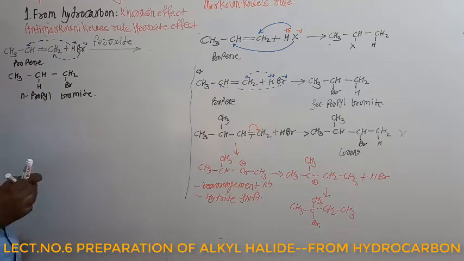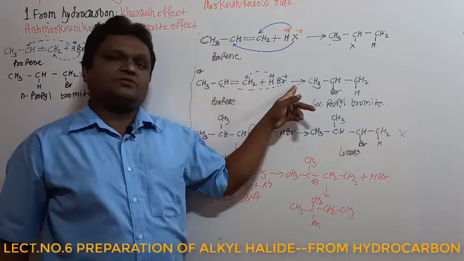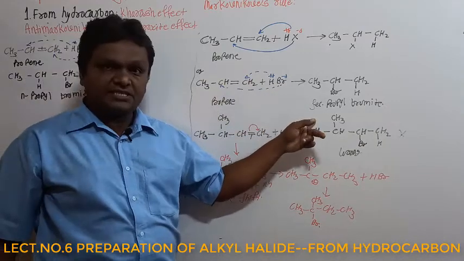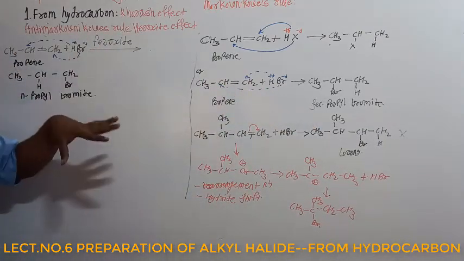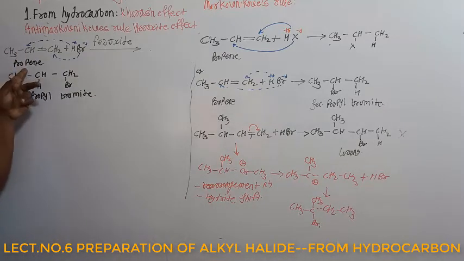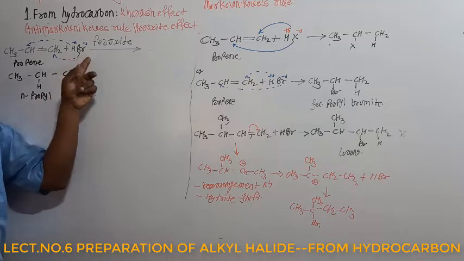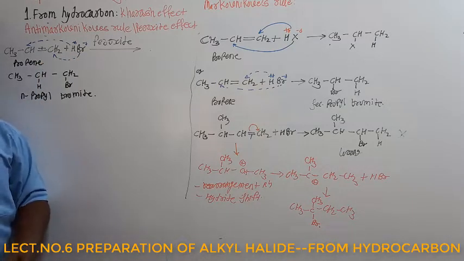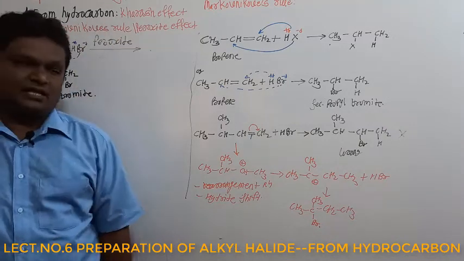So if you want to distinguish between Markovnikov's rule and anti-Markovnikov rule, peroxide will not be present, just an unsymmetrical alkene will react with HBr and you will get this. But if you carry this reaction out in the presence of peroxide, anti-Markovnikov rule: when an unsymmetrical alkene reacts with an unsymmetrical reagent like HBr, the negative part of the reagent will attach to that carbon atom which contains more number of hydrogen atoms. This is called anti-Markovnikov rule, peroxide effect, or Kharasch effect.